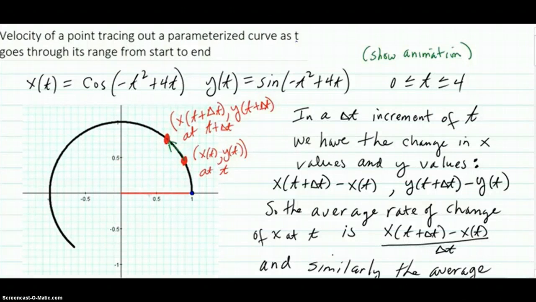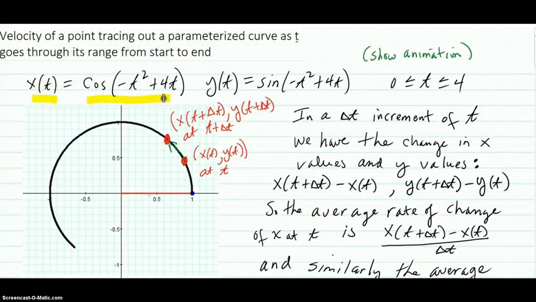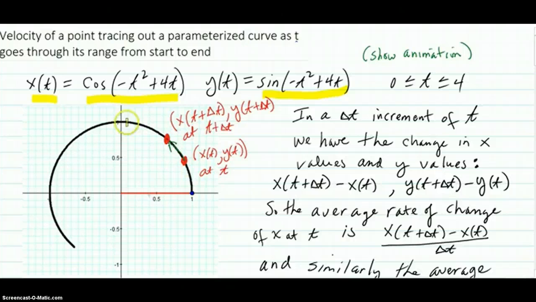We saw this problem before, this parameterization, and we saw how they traced out, going around here, coming to a stop, speeding up, really going fast back to here. So we want to learn something about the velocity of a point tracing out on the parameterized curve as t goes through its range of values, in this case from 0 to 4.